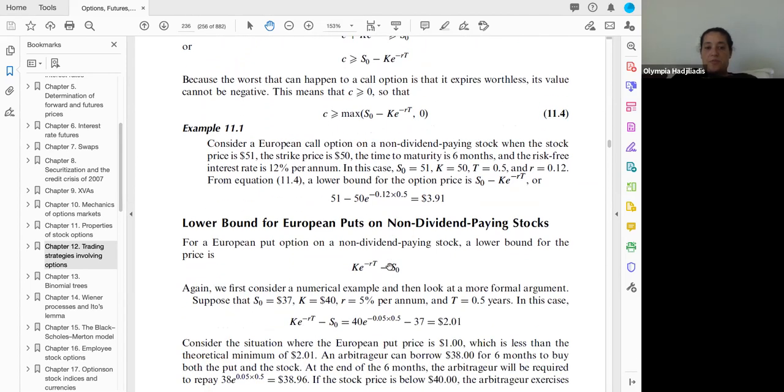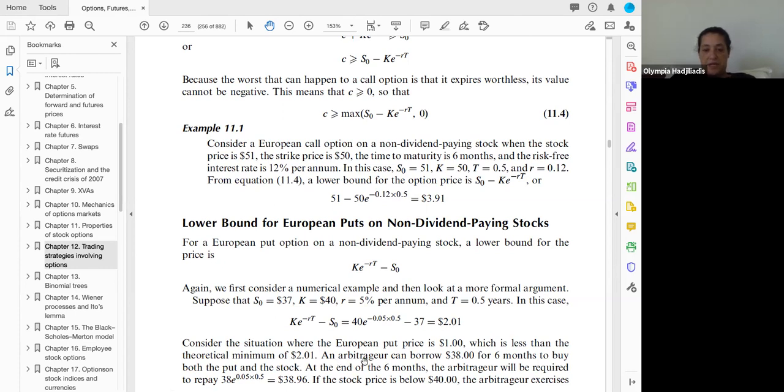So for a European put option on a non-dividend paying stock, a lower bound for the price is K e to the minus RT minus S0. So again, consider a numerical example and then look at the more formal argument. So suppose that S0 is 37, K is equal to 40, R is 5% per annum, and T is equal to 0.5 years. In this case, the lower bound turns out to be $2.01. So consider the situation where the European put price is $1, which is less than the theoretical minimum of $2.01.